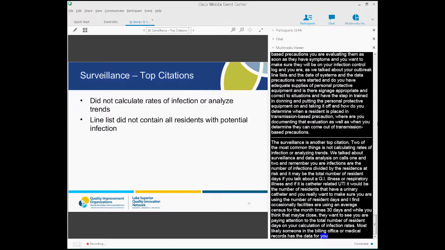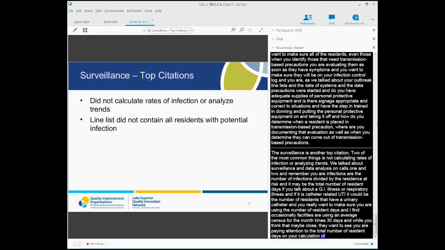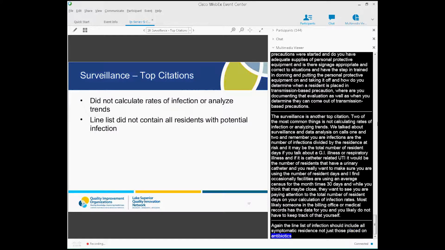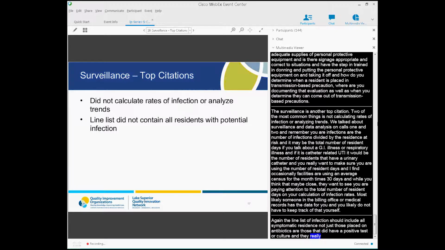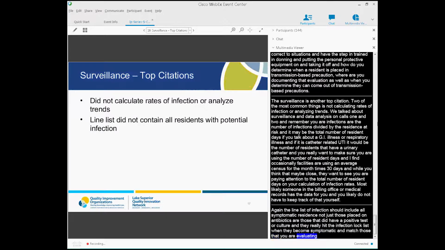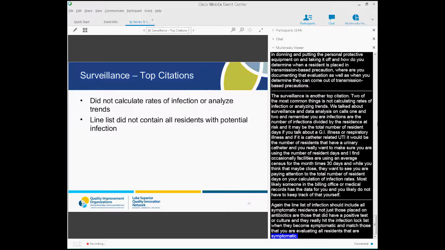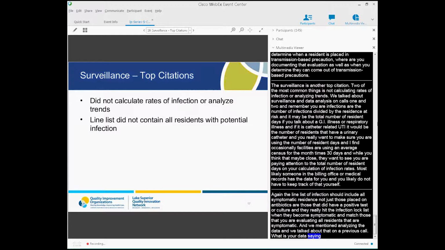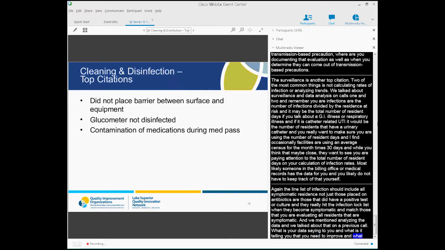Again, your line list of infections should include all symptomatic residents, not just those who were placed on antibiotics or those that did have a positive test or a culture. They really get that infection log list when they become symptomatic, and that's those that you are evaluating, all residents that are symptomatic. And we mentioned analyzing that data. We talked about that in a previous call. What is your data saying to you? What is it telling you that you need to improve? What kind of trends are you seeing? The surveyor wants to know that not only are you collecting that data, but that you are using it appropriately.